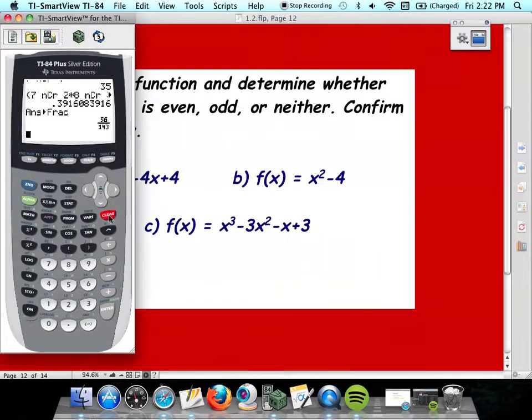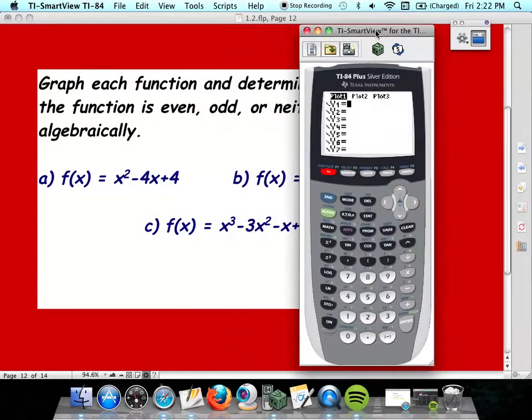All right. Let's clear that off. I'm going to go to y equals, and just graph this first one. First of all, my stat plot's on. I just noticed, I'm going to turn that off so it won't mess us up. There we go. Now I go to y equals, and I'm going to punch that one in: x squared minus 4x plus 4. And graph it. And then zoom 6.